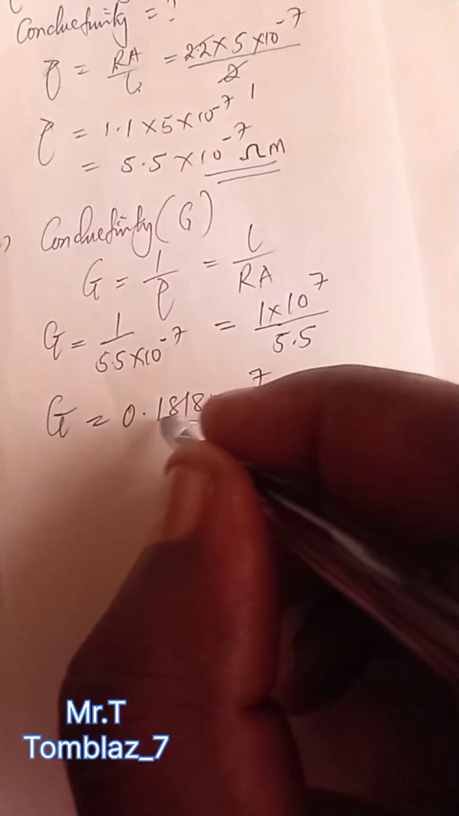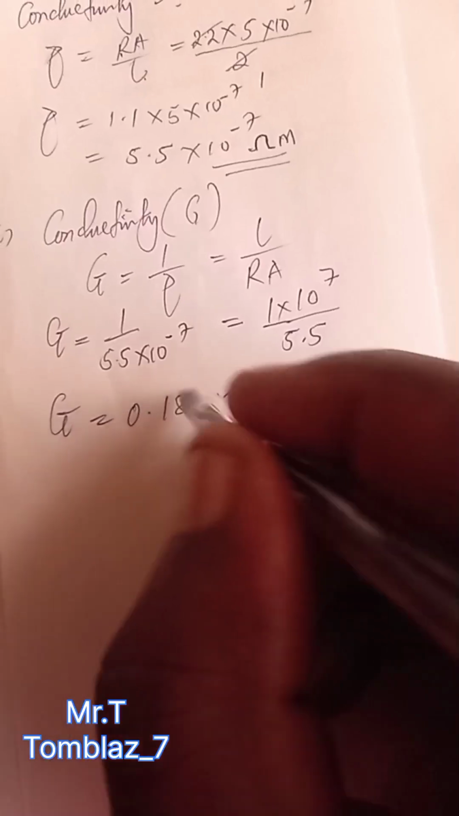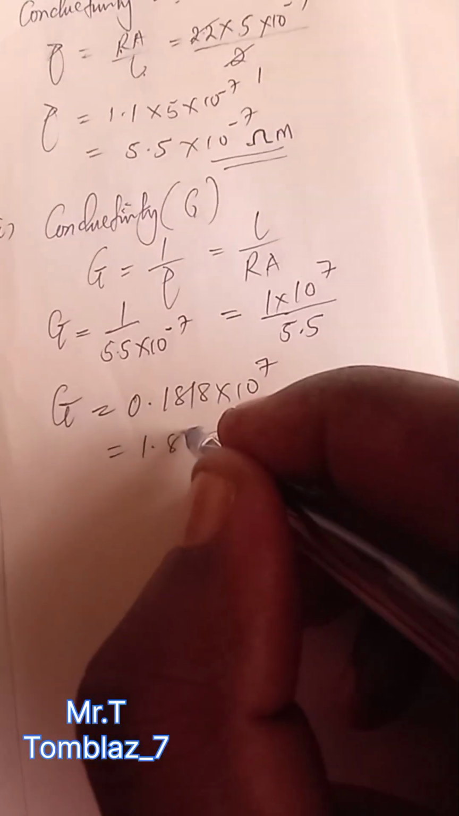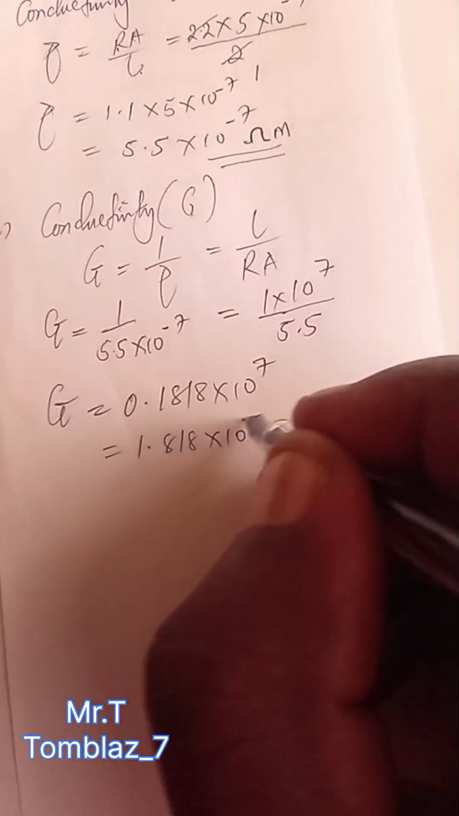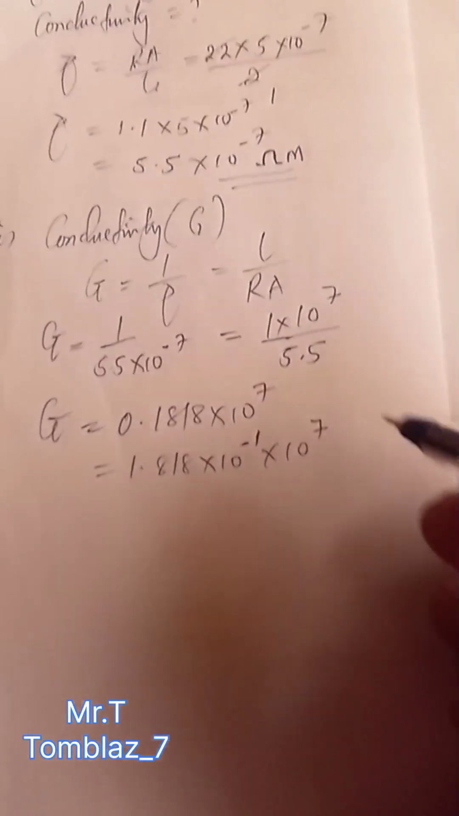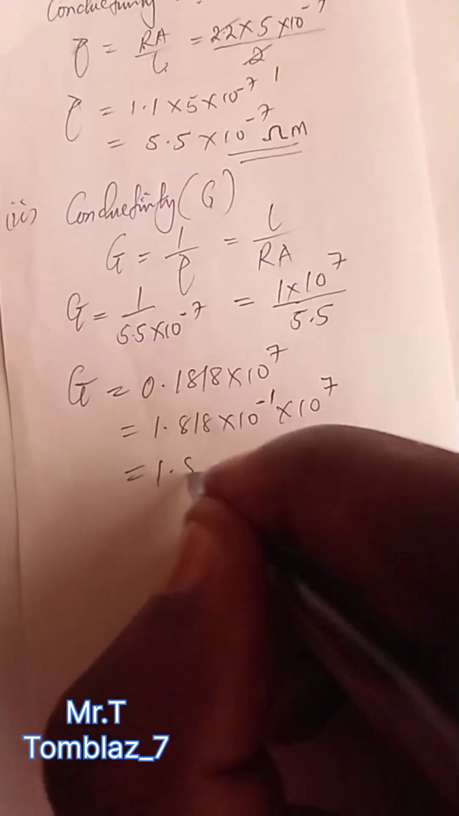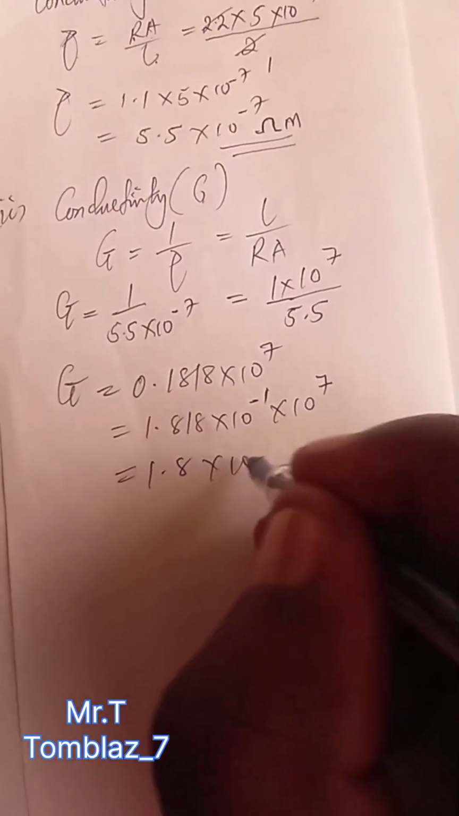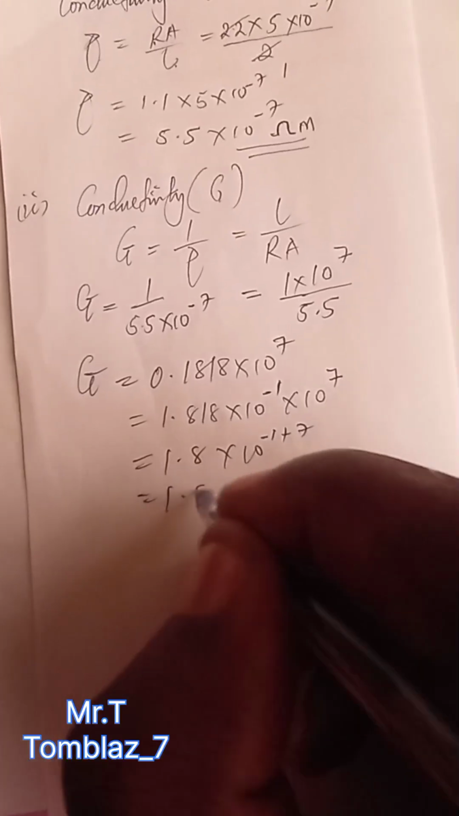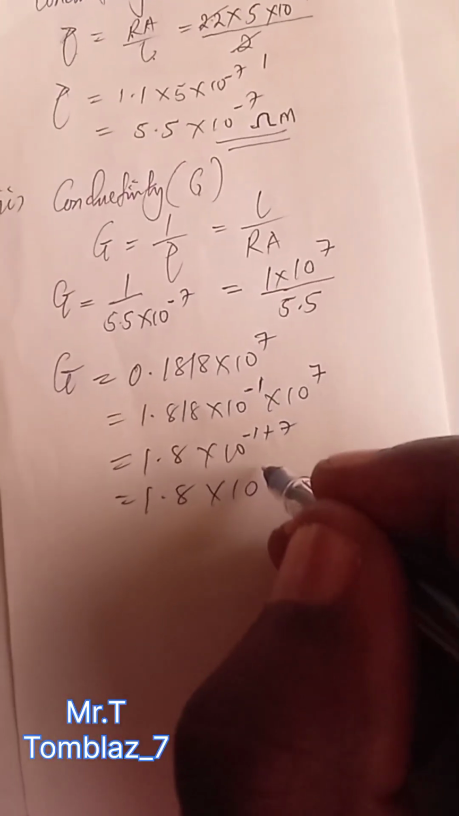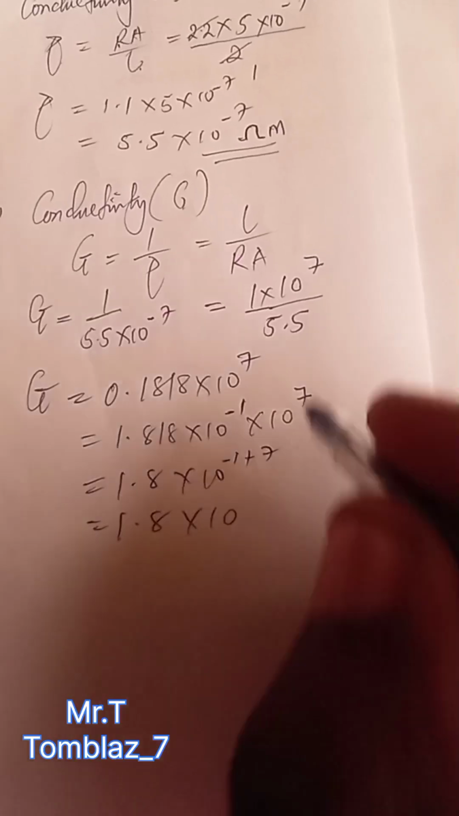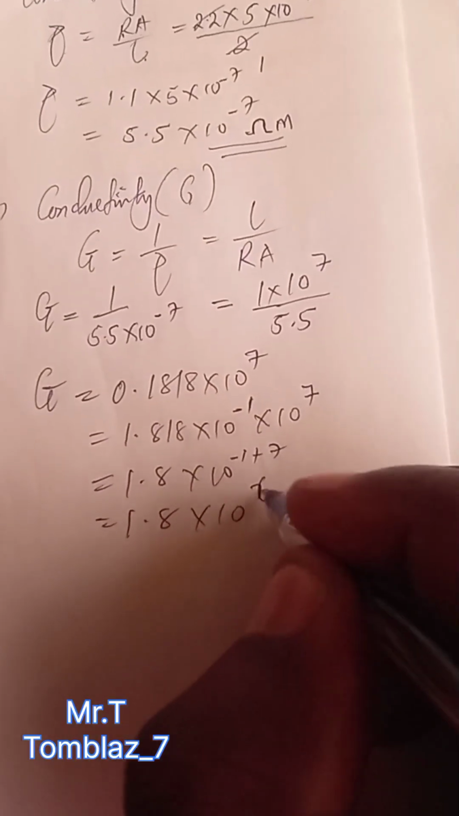But then we have to balance this to standard form. So we have 1.818 times 10 raised to the power of minus 1 times 10 raised to the power of 7, right? So this is going to give you 1.8 times 10 raised to the power of minus 1 plus 7. So it's going to give you 1.8 times 10 raised to the power of what? This is going to give you 6.